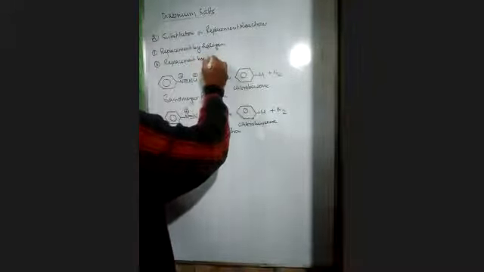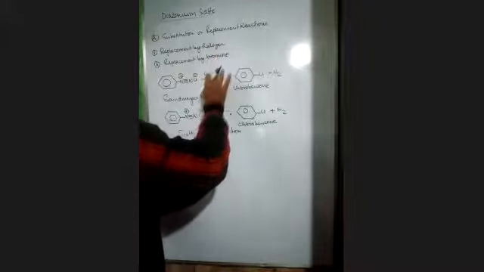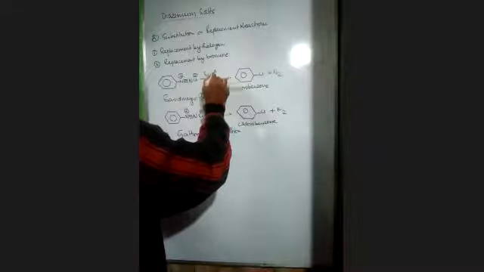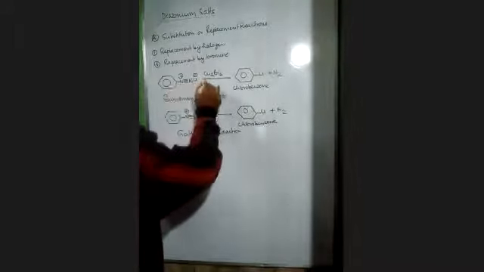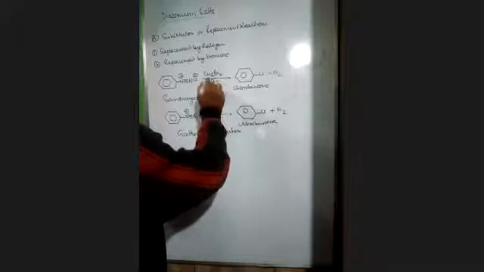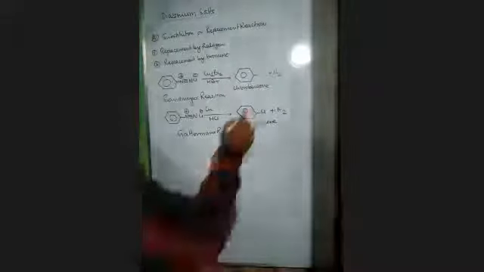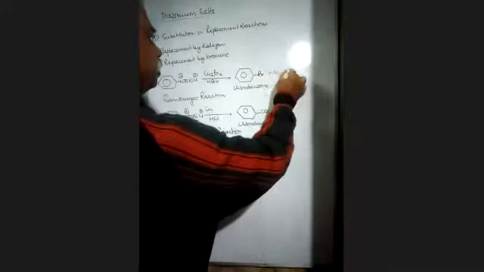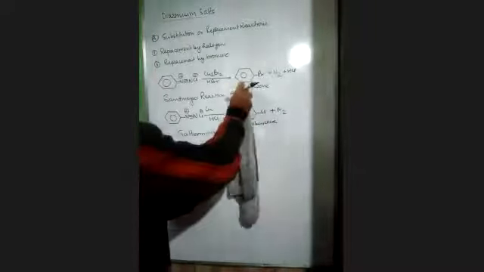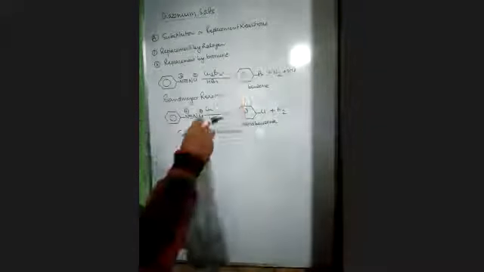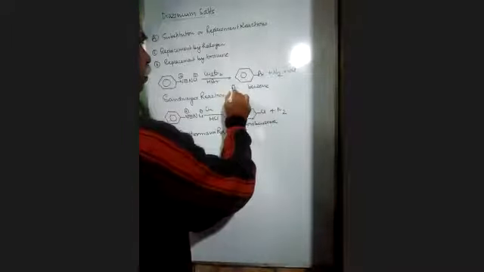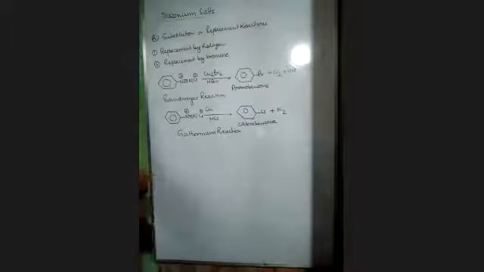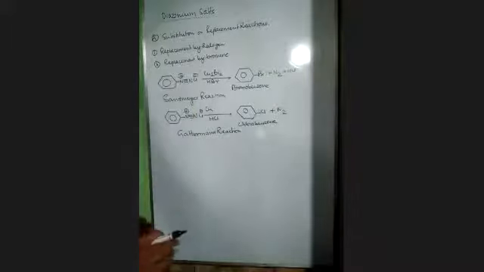Replacement by bromine. Here I'm going to take cuprous bromide and HBr. So you'll get here bromobenzene plus HCl. If you have prepared benzene diazonium bromide, then HBr is not required, but HBr is not that easily found in the laboratory. It is costly. This reaction is also known as the Sandmeyer reaction.